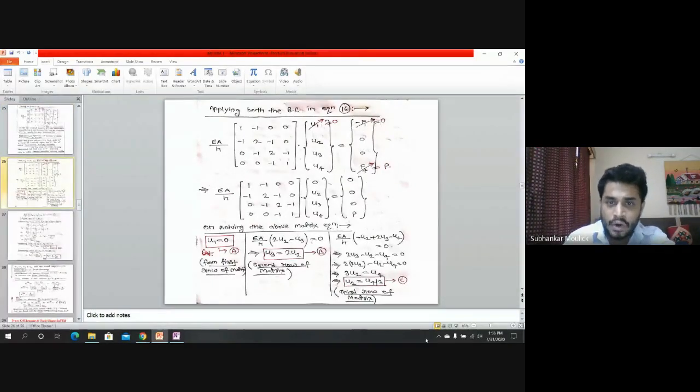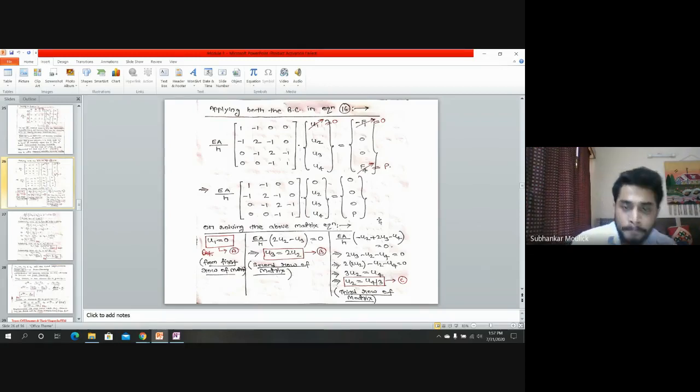Now your resulting equation becomes EA by H, this complete matrix, into U1, which is already 0, U2, U3, U4 we need to find out, which is equal to the force vector. F1 is 0, F2 is already 0, F3 is already 0, F4 is P. Now you have 3 equations and 3 unknowns. You solve these 3 equations, you will get the values of the 3 unknowns, U2, U3 and U4.